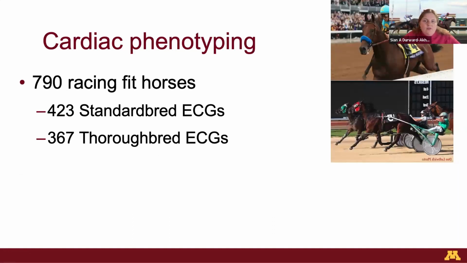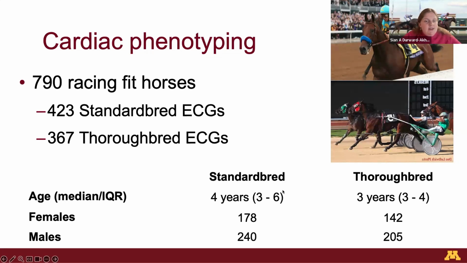And so far, we've been doing this since the summer of 2020, which was a less than ideal time to start doing this research. But we've collected about 790 racing fit horses. When we look at the age, you can see that the standardbred horses have a median age that's higher than thoroughbred racehorses, which is not unexpected given the longer racing careers of standardbreds typically than thoroughbreds.